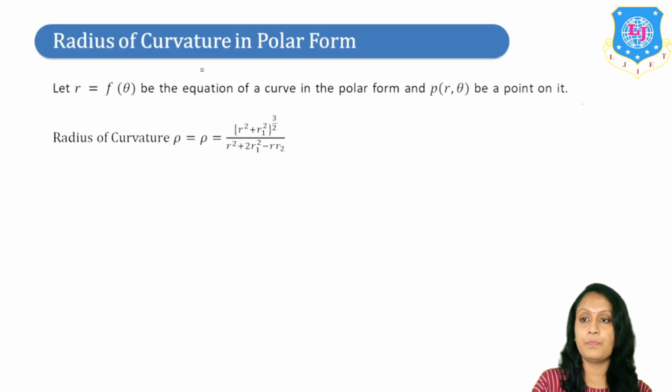Now we'll discuss radius of curvature in polar form. So let r is equal to f of theta be the equation of the curve in polar form, and P of (r, theta) be any point on it. Now the radius of curvature rho is given by the formula (r square plus r1 square) whole raised to 3 by 2, upon r square plus 2 r1 square minus r r2, where r1 and r2 are the first and second derivatives of r.